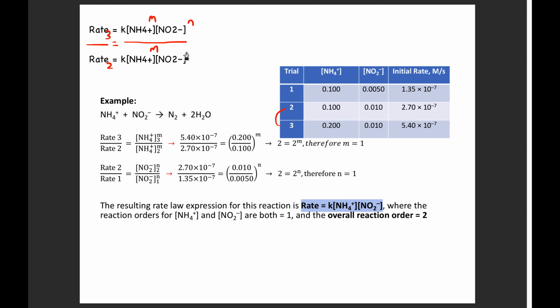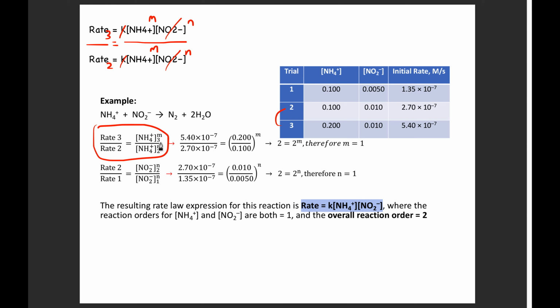Okay. So now right away, if you're going to do some division, you can see k, it's a constant value, that's going to cancel. No question. That goes away. So if we're looking at trials 3 and 2, notice nitrite is the same. So if we plug in 0.01 up here and down here, 0.01 divided by 0.01, that cancels. So that goes away. So look at what you're left with. Yeah, we're left with this, right? I know that looks kind of ugly, but that's basically what we're left with.